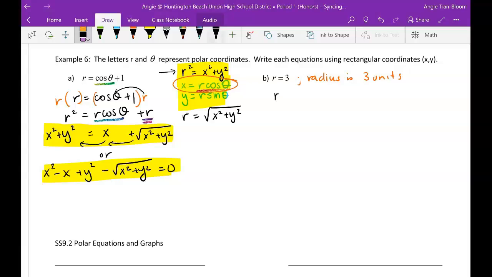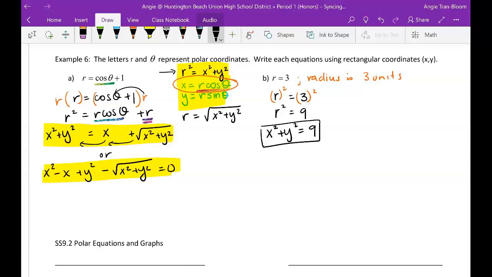equals 3, okay? Now, this is the one that I will square both sides, because when I square both sides, now I have r squared equals 9. Unlike A, this one squaring both sides is still going to give me a nice solution, okay? Well, r squared can now be substituted with x squared plus y squared. That still equals 9. I am done. This is all in rectangular form, okay?